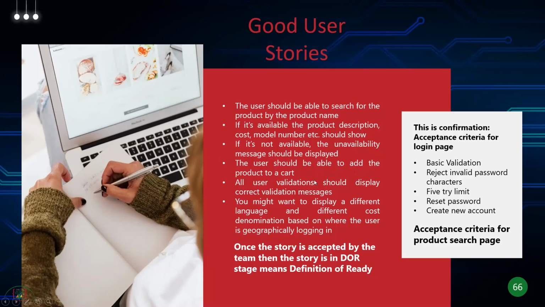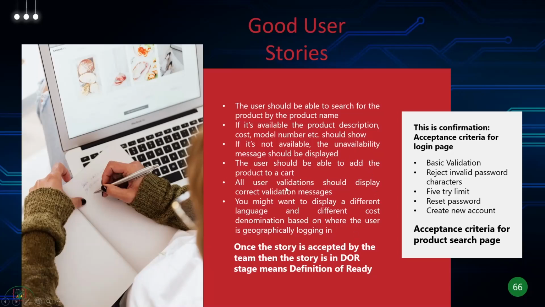The user is able to add the product to a cart. All user validation should display correct validation messages. You might want to display a different language, right? Because your product might be in other countries, like let's say Russia or Japan or China, where English may not be the primary language. So you can build your website in such a way that it shows a different kind of language based on the geolocation of the user, wherever they're logging in from. And then you can have a different cost denomination, like a different currency based on their geographic location.